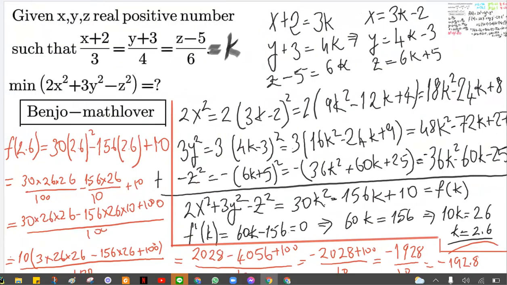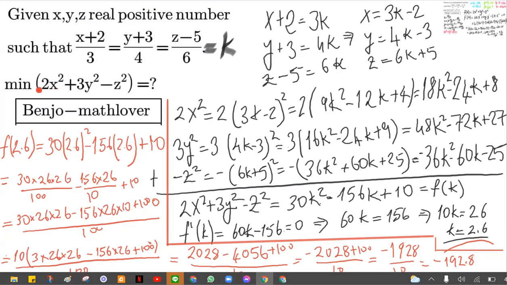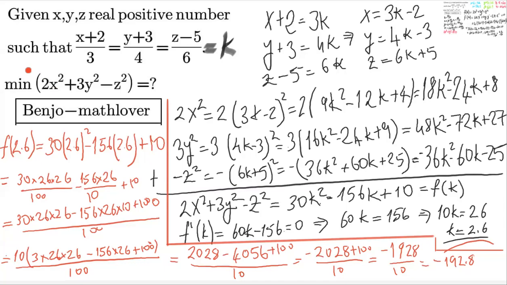So let's go to the final question. This is our final question. The question is about finding the minimum for this expression, and there's a relation given between these expressions x, y, z.